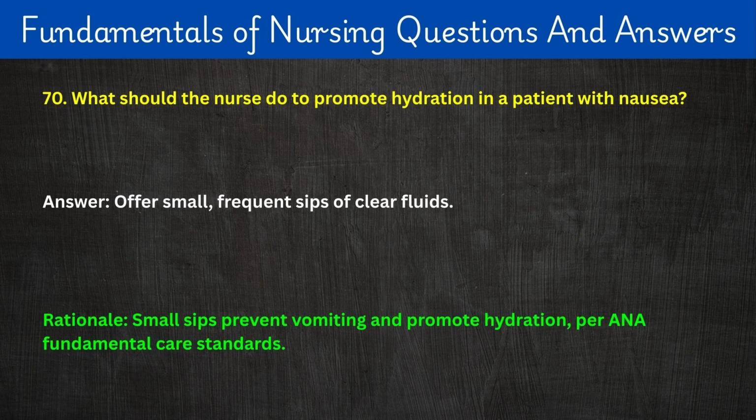70. What should the nurse do to promote hydration in a patient with nausea? Answer: offer small, frequent sips of clear fluids. Rationale: small sips prevent vomiting and promote hydration, per ANA Fundamental Care Standards.